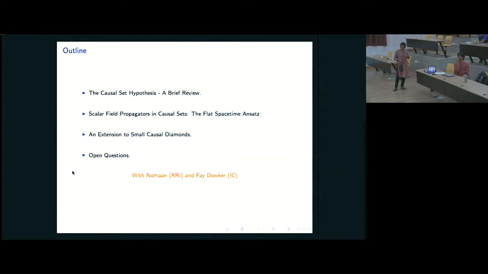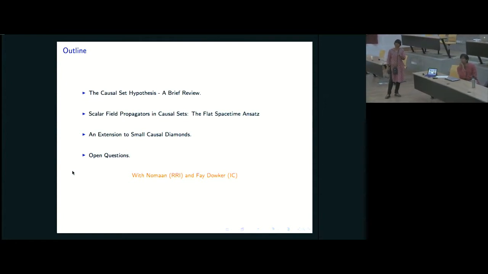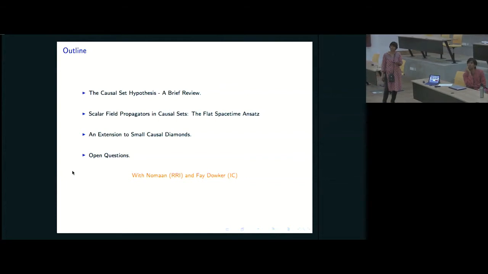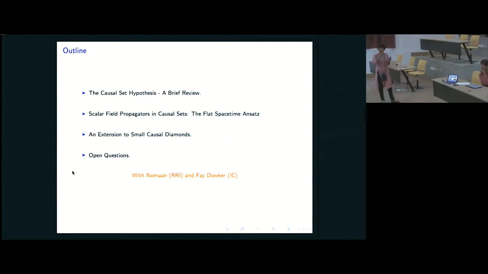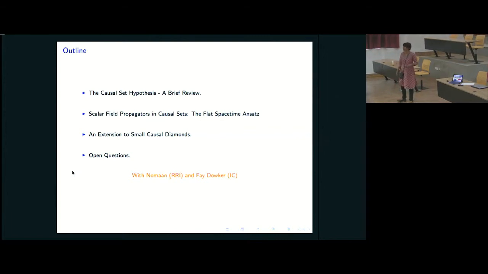I'll then talk about how we can try to construct scalar field propagators on such a causal set, beginning with the flat spacetime Ansatz and this work that we've done to extend this to what we refer to as small causal diamonds, which are basically small spacetime intervals that are contained in a region of spacetime which are basically within a Riemann normal neighborhood. So something very close to being flat, and some open questions. This is work I've done with my student Noman, who's here, and Vedaka.